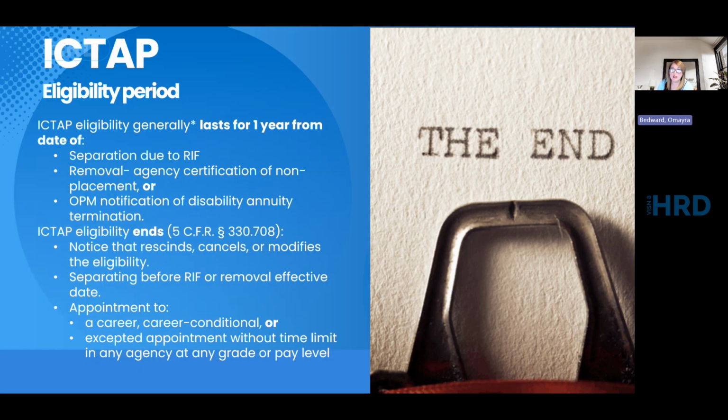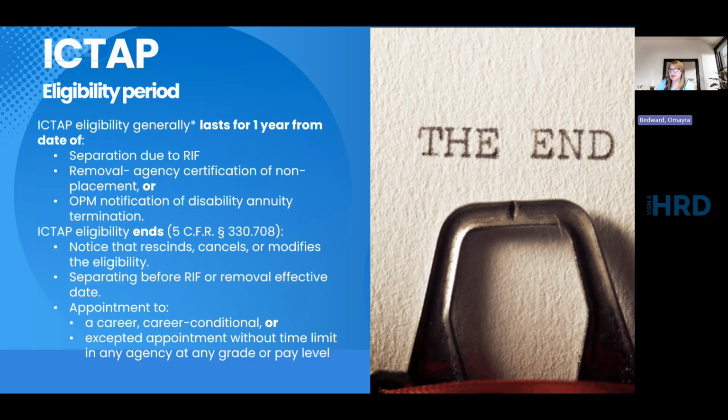Now, when does the ICTAP eligibility period end? The eligibility generally lasts a year from the date of the separation of the RIF, the removal for declining a directed geographic relocation, agency certification of non-placement, or when OPM notification that the disability annuity is terminated.